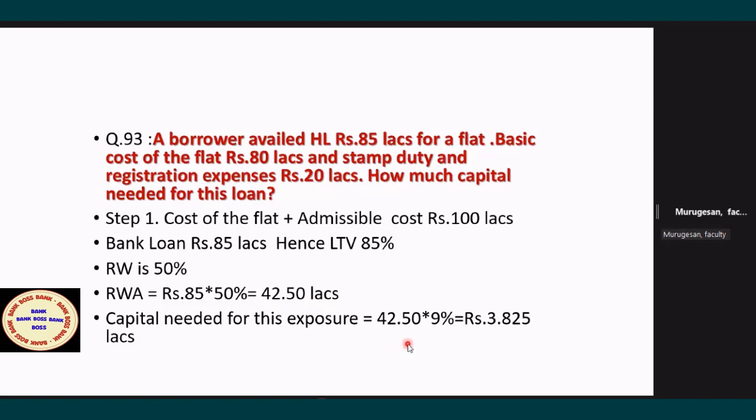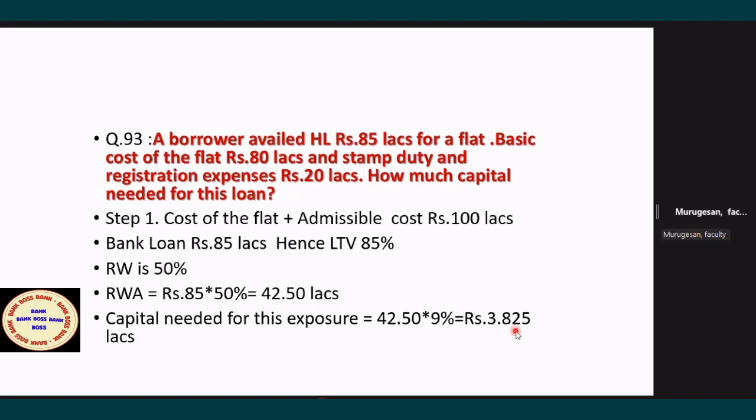Suppose they want capital also, just 9%. This is the risk weight, this is the capital needed. Understood or not? This is a typical question they will ask. Is 9% the same, sir, for every case? Capital, yes. Every case they will give.